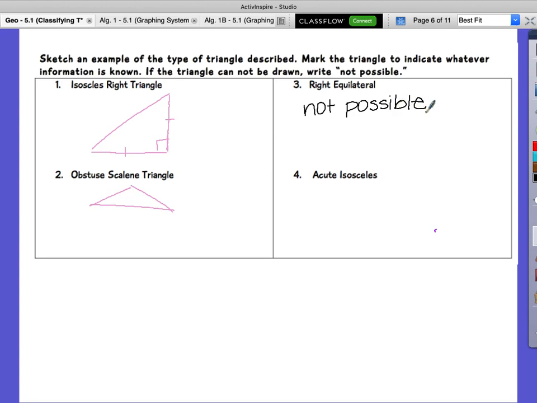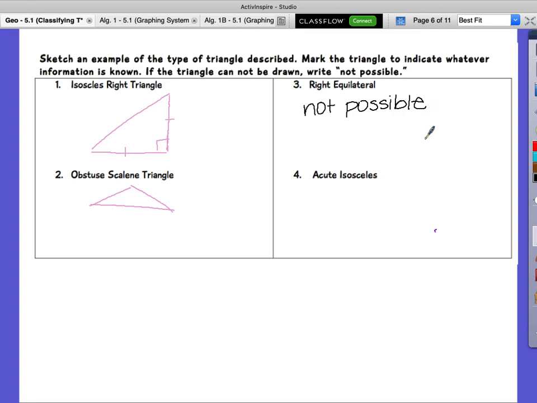Okay, explain. Why is that not possible? You just can't do it. Why can't it be both right and equilateral? Because it's just not possible. Okay, Alyssa? Because if the two angles that make the right angle are the same, then the last one will connect. So you're saying for them to be equilateral, it also has to be all the same angle? Is that what you're trying to say? Or what are you trying to say?